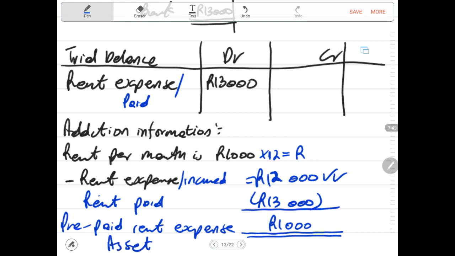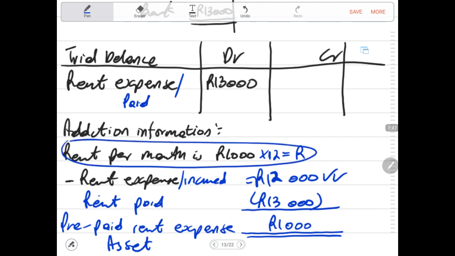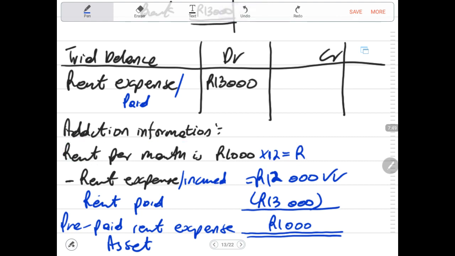In other words, they could have said under the adjustments that the rent was paid for 13 months. They cannot say rent per month is 1,000. Sometimes they can say rent was paid for 13 months. Therefore, we have to divide by 13. Then you'll discover that rent per month is 1,000.